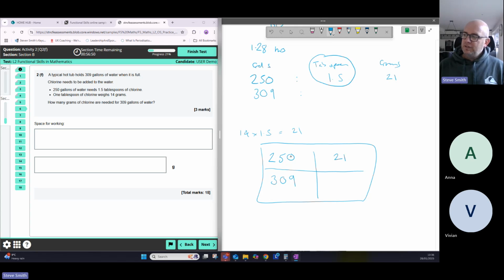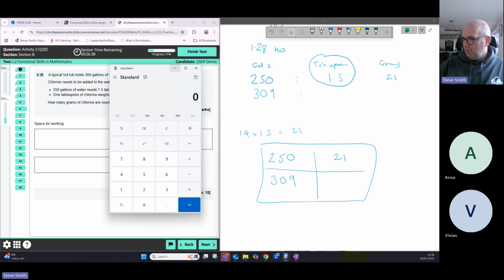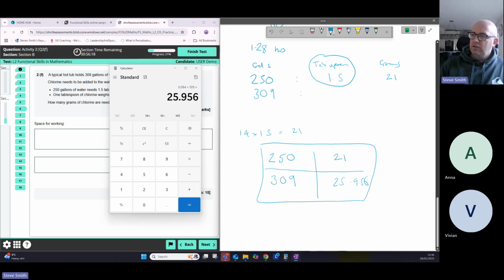we've got 250. Do we divide that by 21, or do we do 21 divided by 250? Which way around are we doing it? Let me just do it on a calculator. If we go this way around, 21 divided by 250 times 309 equals 25.956. Okay, so we put that in there, 25.956. So we've just gone backwards. We've done what we've got divided by how many gallons it's worth.